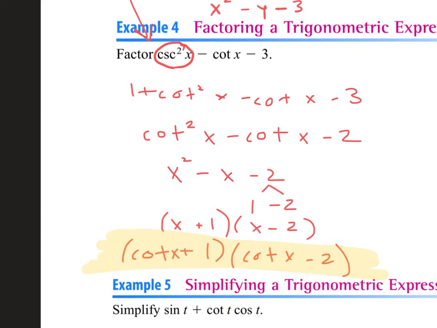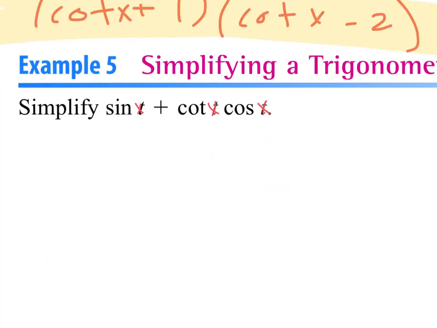All right, we're going to do the next two examples tomorrow. So looking at our identity sheet, what should we do? What do you think? Is there a way we can get this all to be either sine or cosine? We got that cotangent in there. Can we change that to anything? You guys have your identity sheet in front of you? Perfect. We can change cotangent to cosine over sine. So we have sine of x plus cosine x over sine x times cosine x.